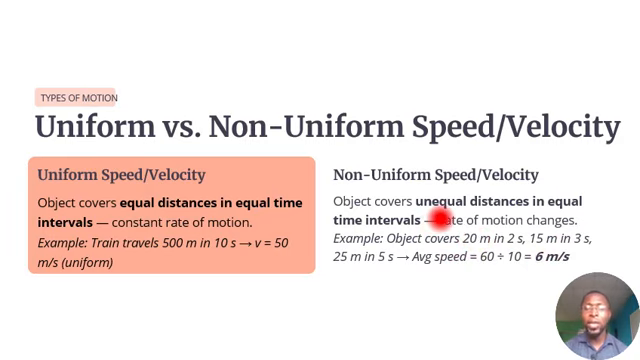So when you are defining them, if it is velocity you are defining, you will say that it is unequal displacement covered in equal time intervals. That is for non-uniform velocity. Non-uniform speed will be unequal distance covered in equal time intervals. So these definitions are very, very key that we know.